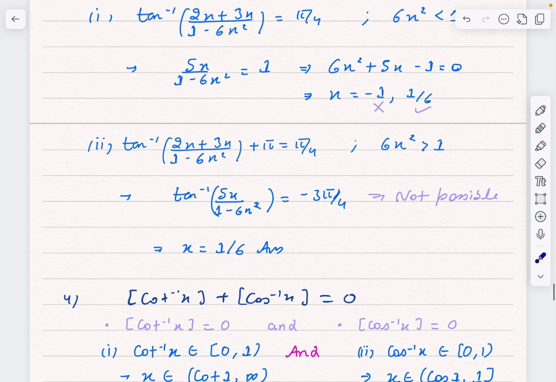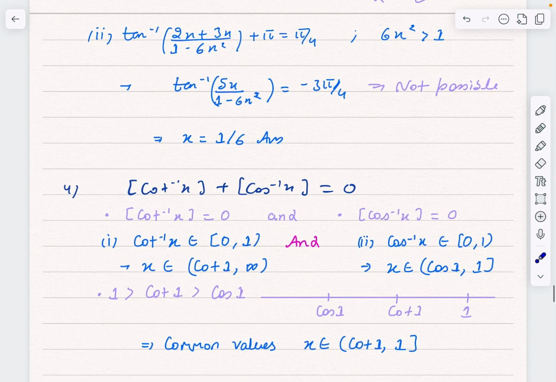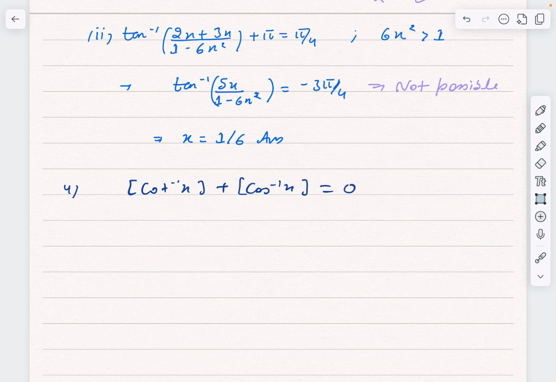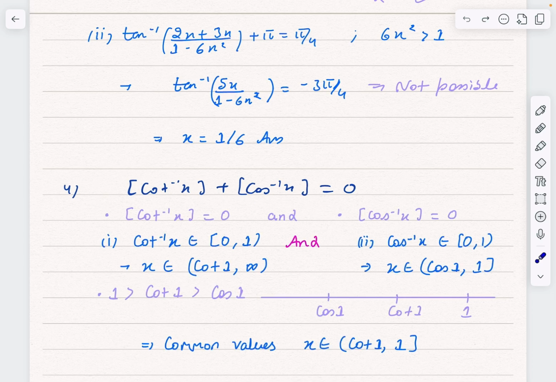Okay, guys. Next we have the fourth problem. You can give it a try. Step of cot inverse x plus step of cos inverse x is equal to 0. You can pause and give it a try. Let's start the discussion now. If you remember, step of cot inverse x can never be negative, step of cos inverse x can never be negative. So this thing will be 0 only if both of them are 0.